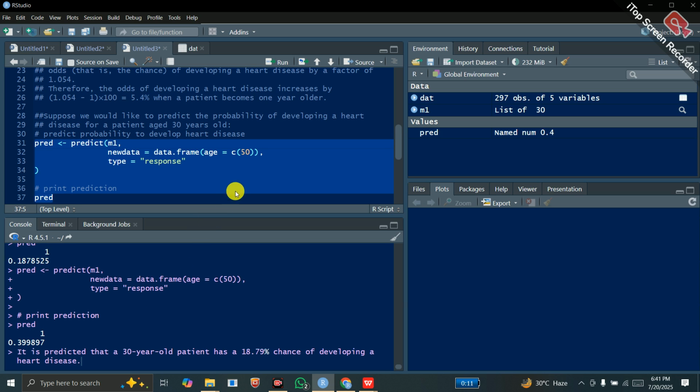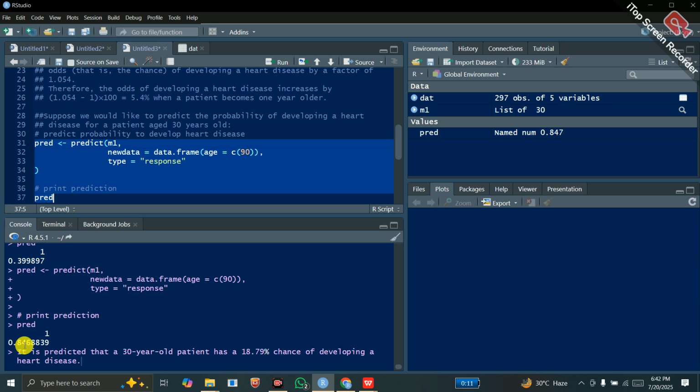Similarly, if we want to compute the probability for a person of 90 years of age, I will predict that this probability will be much higher as compared to a 30 years old or 50 years old respondent. So if I click run, it will give me the chance of a 90 years old patient to develop a heart disease. You can see this probability has now increased to 84.68%. So it is predicted that if a person is 90 years old, he has an 84.68% chance of developing a heart disease. This is how we can compute probabilities that change with the age of the respondent.